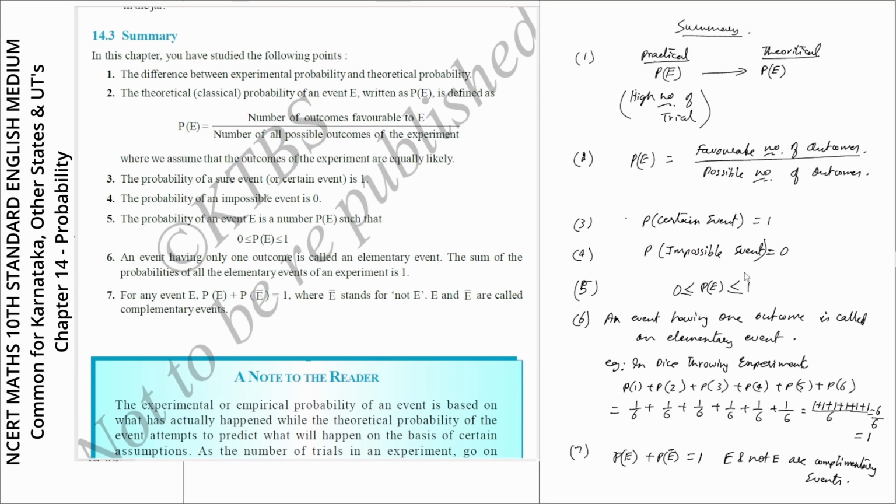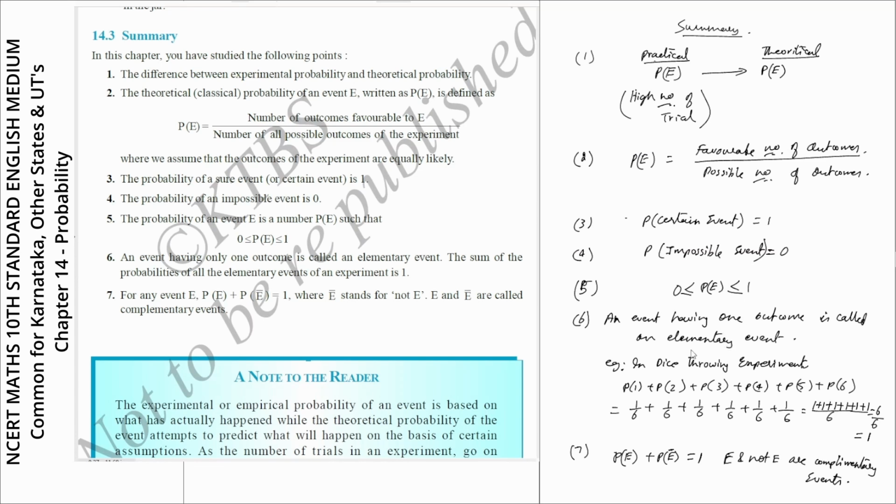And probability of an impossible event is equal to 0. For example, in a dice throwing experiment, can we get number 8? No, we can get only 1, 2, 3, 4, 5, 6. Therefore an event of getting 8 in a dice throwing experiment is impossible. That means probability of getting 8 is equal to 0. The event which cannot occur is an impossible event. And probability of any event is greater than or equal to 0 and lesser than or equal to 1.